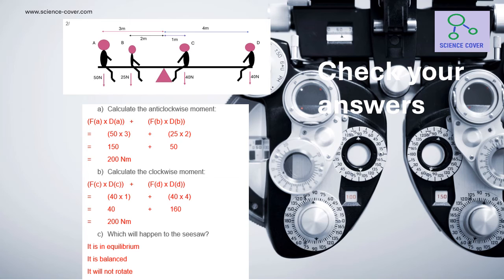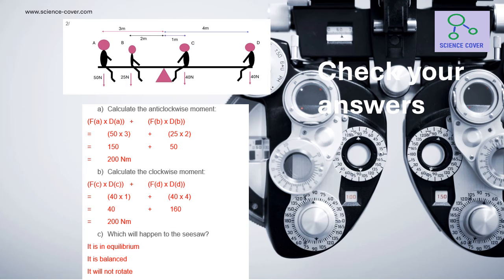Question 2, we have to calculate the anti-clockwise moment. So we do 50 multiplied by 3 and add that to 25 multiplied by 2. So that gives us 150 plus 50, which gives us 200 Newton meters.